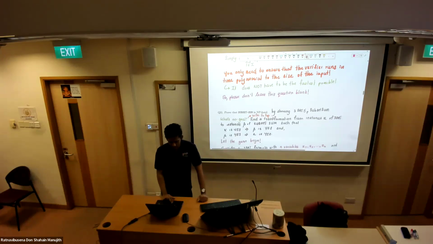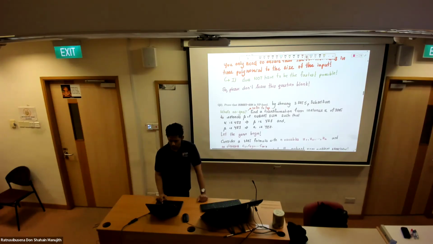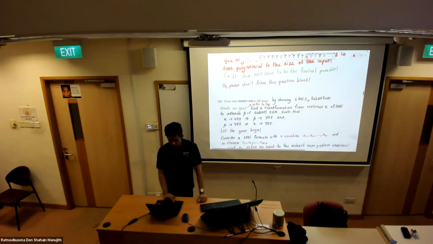Okay. Yeah, so let's begin. So now let's consider a 3-SAT formula. In this formula we have n variables, x1 through xn, and we have m clauses. So n for the number of variables, m for the number of clauses.